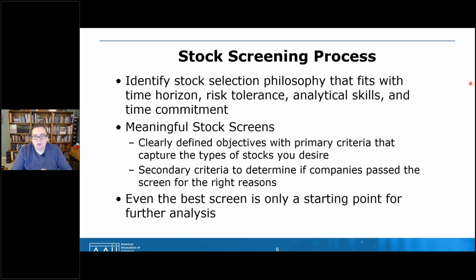So most good quality screens, and we've worked very hard in developing the screens we're going to present tonight on our website, have both primary criteria that help find the type of screen you're looking for, and secondly, additional conditioning criteria that help to make sure that even though the company is cheap, it's not a value trap. It's there and it has the potential to get better. So really, good screens have both primary and secondary criteria.